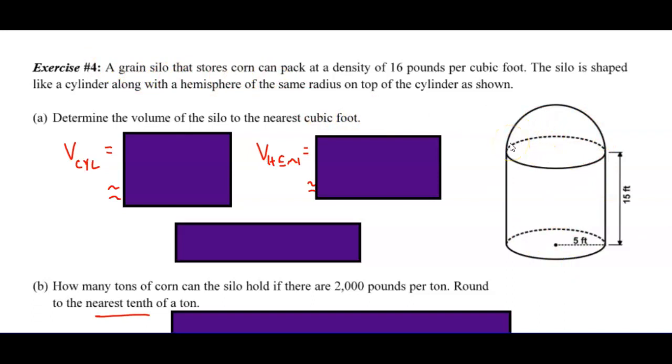So if we can get the volume of both of those things, then we can figure out about how this corn packs into it at 16 pounds per cubic foot. I have to know how many cubic feet there are before I can figure out how many pounds fit in it.